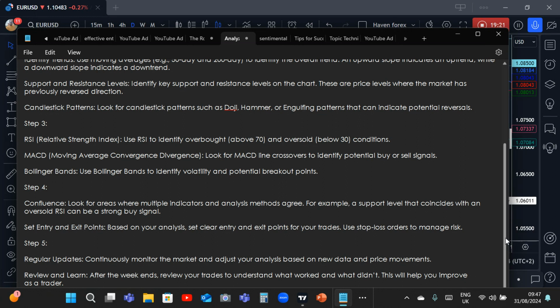Then step five is that you regularly update. Continuously monitor the market and adjust your analysis based on news, data, and price movement. Review and learn. After the week ends, review your trades to understand what worked and what did not work. So, guys, this will help you to improve your trading career.